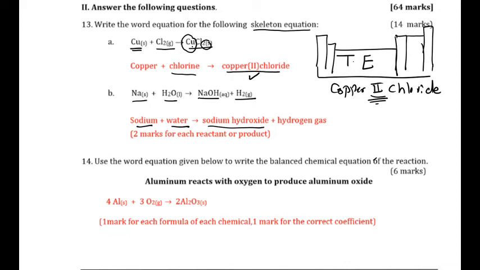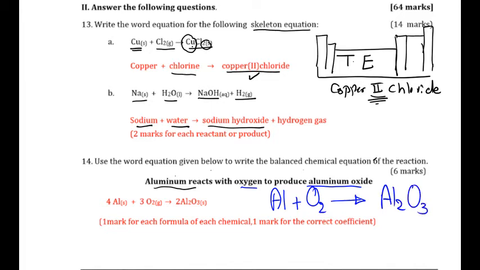This question uses the word equation given below to write the balanced chemical equation. So it's the opposite to the first question. Aluminium reacts with oxygen to produce aluminium oxide. So aluminium Al, oxygen O2, aluminium oxide is Al2O3. The valency or the formula, you learned it in term 1. Aluminium is in group 3 and has a valency of 3, while oxygen is in group 6 and has a valency of 2. So the correct formula for the compound is Al2O3.